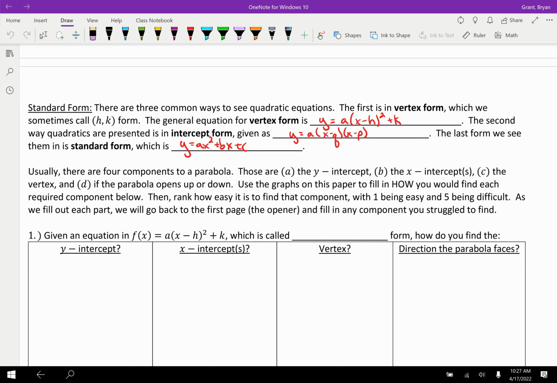So we're going to use the graphs on this paper to fill in how you would find each required component below. And then we're going to rank how easy it is to find that component, with 1 being easy and 5 being pretty darn challenging.